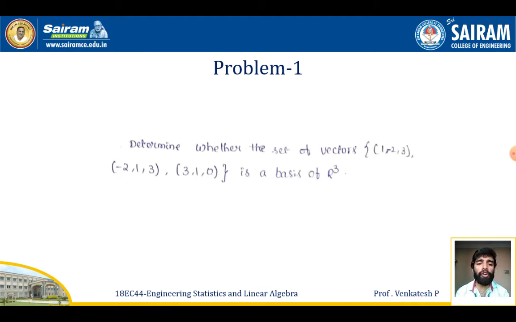Now we will see how to find the basis for the given vectors. Determine whether the set of vectors (1, 1, 0), (1, 0, 1), (0, 1, 1) is a basis of R cube. So we have to show that the given vectors form a basis of R cube. I'll choose the first vector as alpha 1, the second vector as alpha 2, and the third vector as alpha 3. As you know, to show it is a basis, the first condition is we must show these vectors are linearly independent, and these vectors must span the vector space R^3.